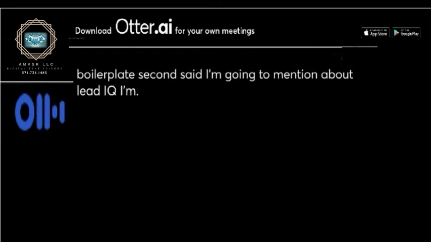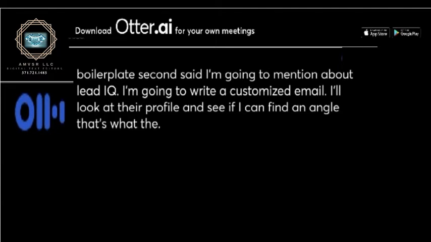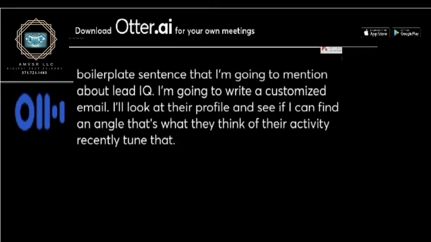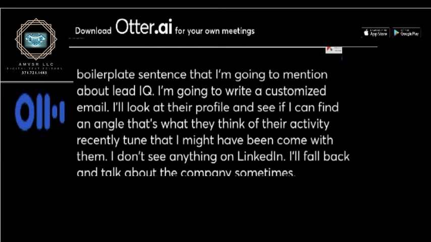I'm going to write a customized email. I'll look at their profile and see if I can find an angle about something that they did with their activity recently, something that I might have in common with them. If I don't see anything on LinkedIn, I'll fall back and talk about the company. Sometimes I'll go on their Facebook if I can find it really quick and see if we have something in common, maybe a movie we both like or something.